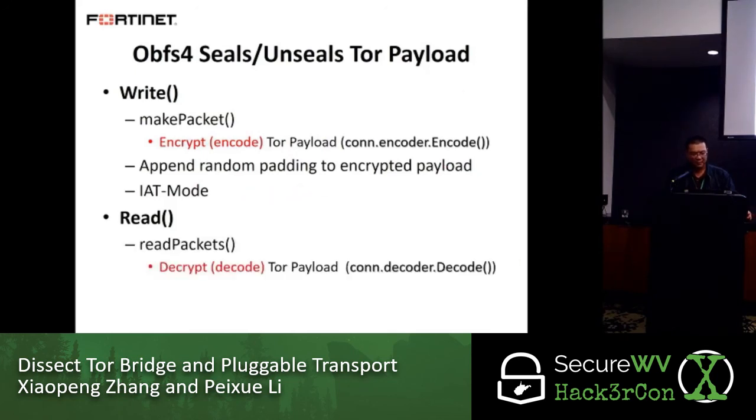The receiving process is when the OBFS4 client receives a packet from the bridge server, and the read function is called with the received packet. The read function then calls the read packets function to decrypt the packet, which will then be sent to the Tor client.